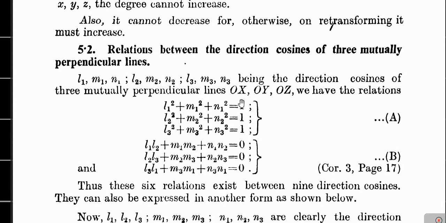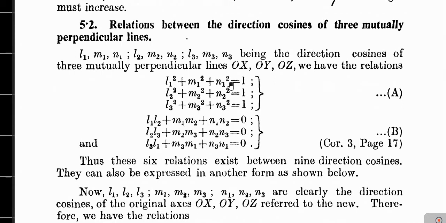Next one. Therefore, these are the 6 relations. 3 are covered in the equation number A and 3 in the equation B. So these are the 6 relations, and these relations exist between 9 direction cosines. We were having the 9 direction cosines as 3 for each line. So therefore, they can be expressed in the other form also.